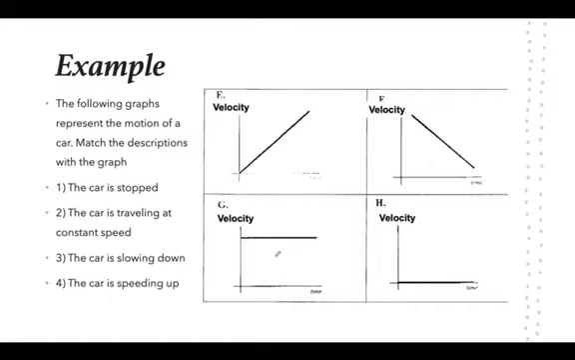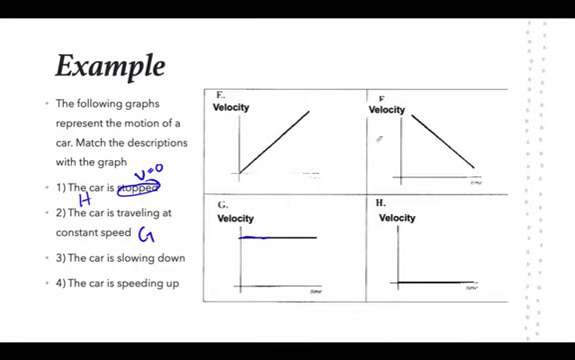All right, welcome back. The first description that we have to look at is the car is stopped. When an object stops, this means that the velocity is equal to 0. You're not moving. There's only one graph that shows velocity equal to 0, and that is graph H. Car is traveling at constant speed. Constant speed means that the velocity is not changing. Only one graph shows constant speed as time goes by, and that is graph G.